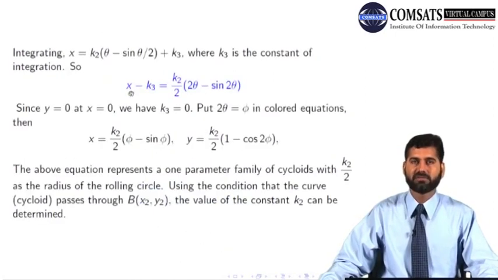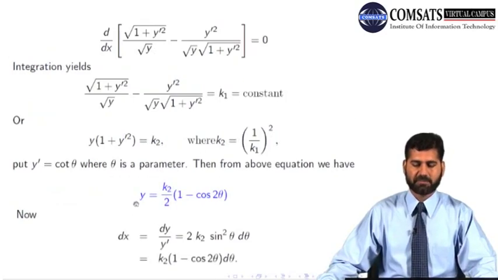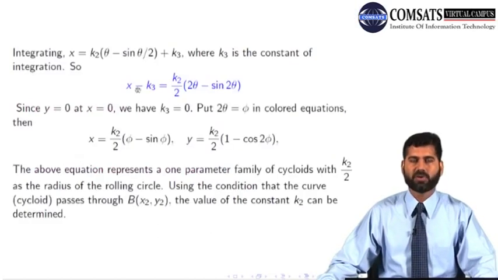If x is 0, then y is 0. Alright, we have k3 is equal to 0. So using this condition, y0 at x equal to 0, we obtain k3 equal to 0. It's very easy. You can replace y0 here and x0 here. You should have k3 equal to 0. It should not be difficult.